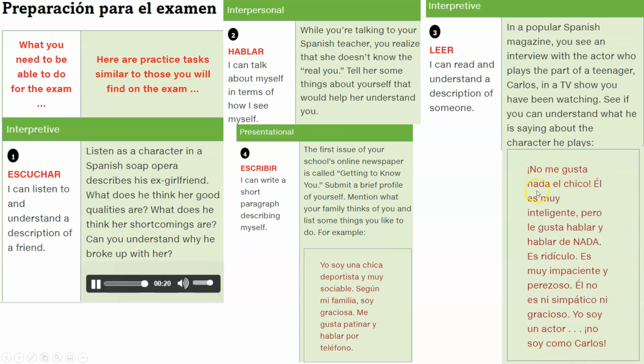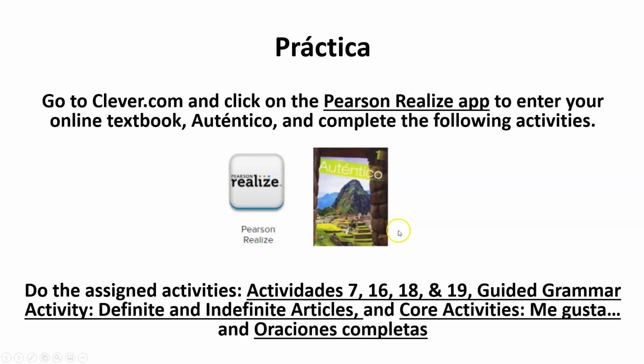So I don't like the guy at all. He's very intelligent, but he likes to talk and talk about nothing. It's ridiculous. He's very impatient and lazy. He is neither sympathetic or friendly nor funny. I am an actor. I am not like Carlos. So let's see how well you did. Practice. These are the activities that you'll be doing.